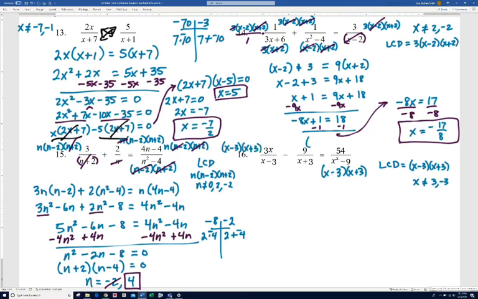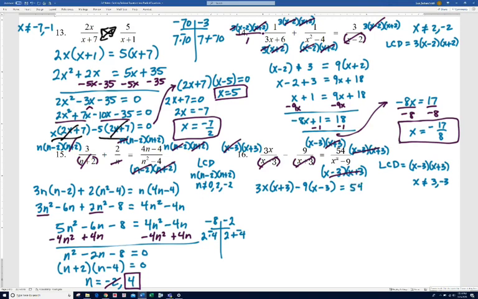So let's go ahead and multiply each term by x minus 3 times x plus 3. When we multiply by 3x over x minus 3, the x minus 3's cancel, and you're left with 3x times the quantity x plus 3. And then we have minus 9 over x plus 3. The x plus 3's are going to cancel here, and we're left with a minus 9 times the quantity x minus 3. I'll distribute in the next step. On the right side, x minus 3 and x plus 3 both cancel out, and so you're left with just 54.